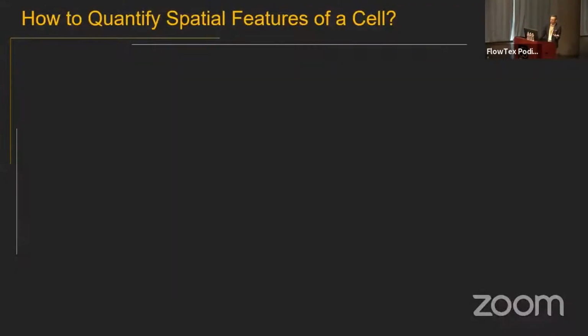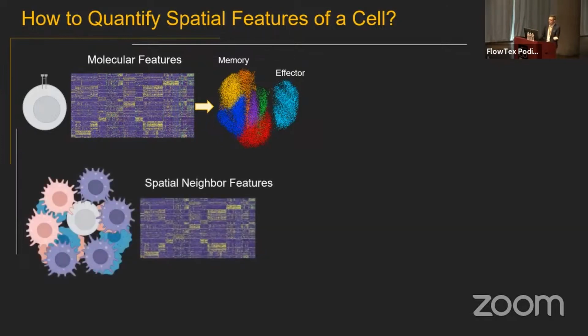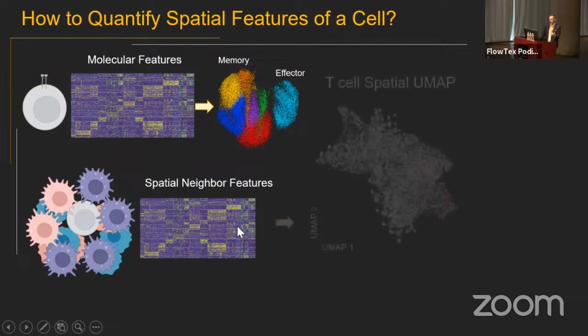So, thinking about this: how do we quantify the spatial features of a cell? We often think about T cells and cells in general based on their molecular features. And we do a really good job of quantifying, characterizing, and clustering or separating memory versus effector, or central memory, or stem cell memory. But I thought, why can't we do the same thing with spatial neighbors? Instead of the molecular features being what we characterize a cell on, what if we characterize based on their cellular neighbors? That's what I did for the T cells.